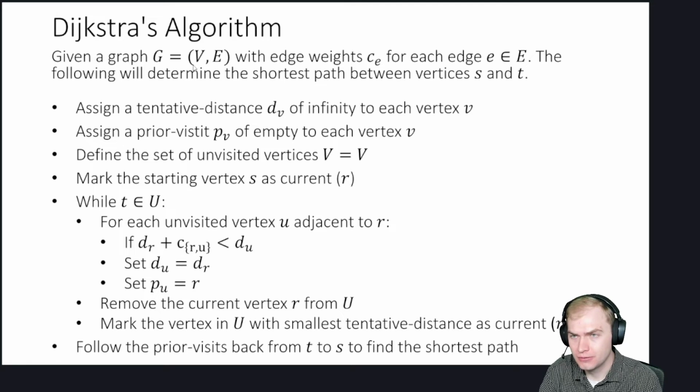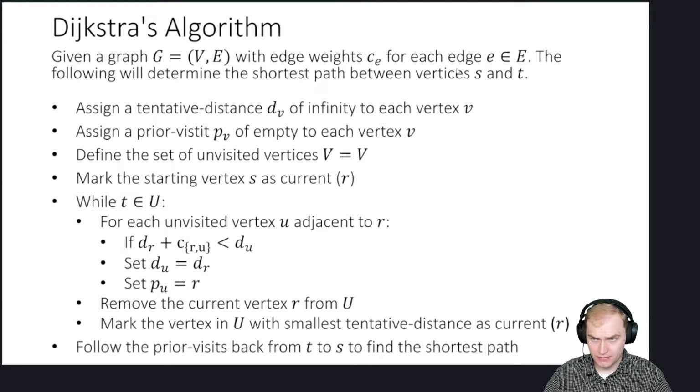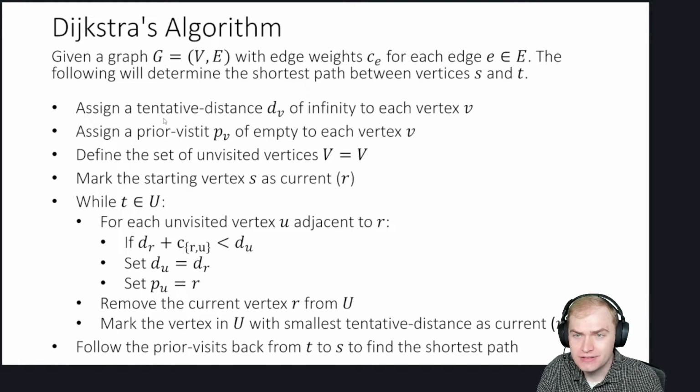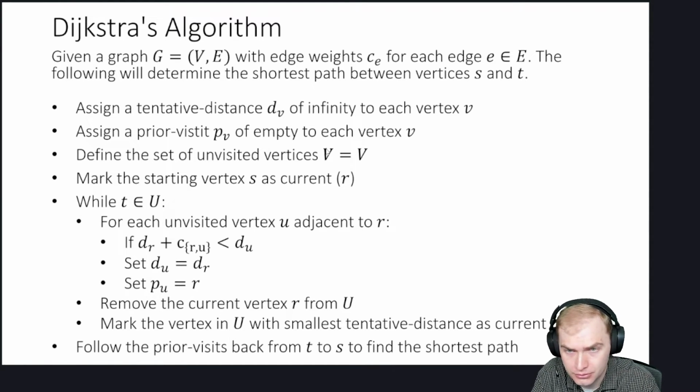So if we have a graph with vertices and edges and edge weights, then we're going to find the shortest path. The first thing we're going to do is assign a tentative distance to every vertex, and we're going to let that be infinity to start out with. We're going to assign a prior visit to every vertex, and then we're just going to leave that empty for now.